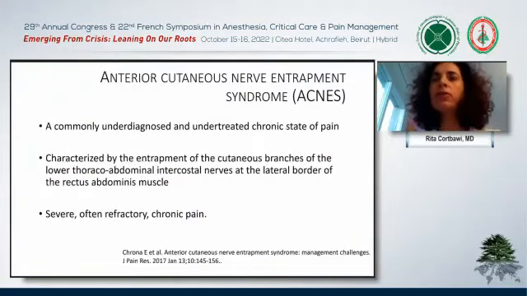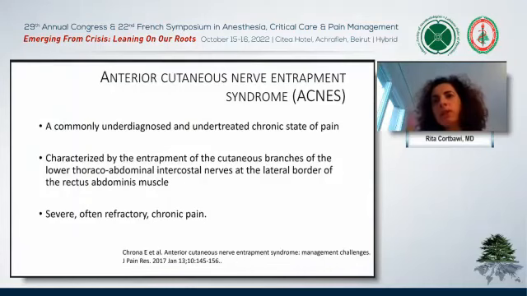Now, the 2 following clinical presentations are due to nerve entrapments. I will be talking about the anterior cutaneous nerve entrapment syndrome, but also about meralgia paresthetica. Both of them are usually due to micro repetitive trauma over the nerve when it passes through a fibrous channel. Both of these conditions are underdiagnosed and undertreated.